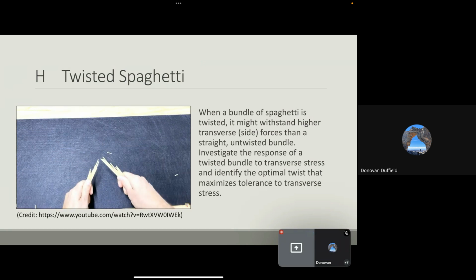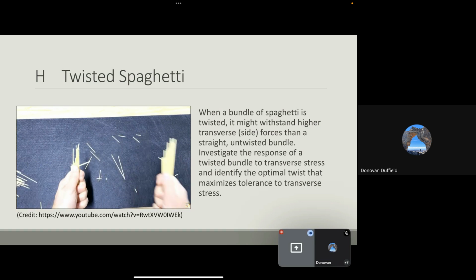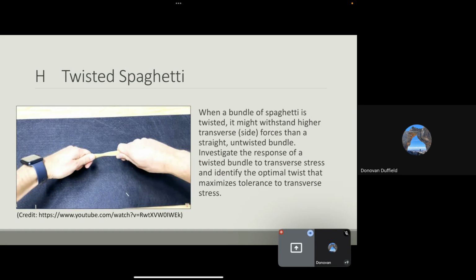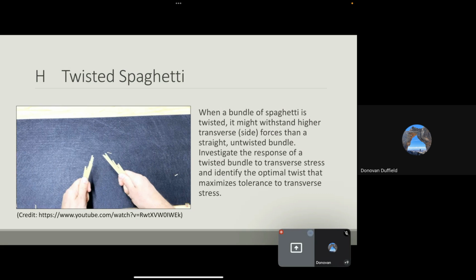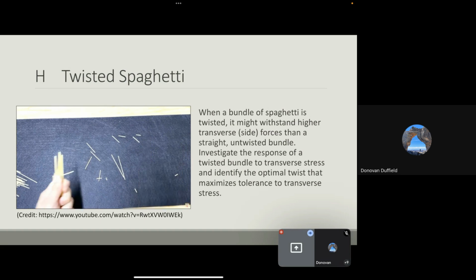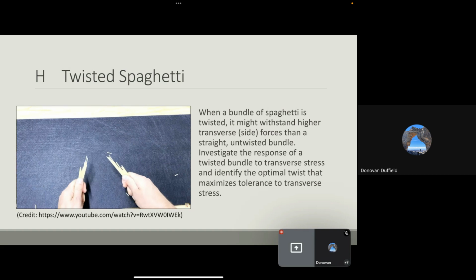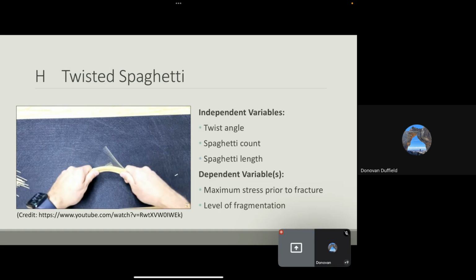So for the problem statement, when a bundle of spaghetti is twisted, it might withstand higher transverse or side forces than a straight untwisted bundle. Investigate the response of a twisted bundle to transverse stress and identify the optimal twist that maximizes tolerance to transverse stress. Okay, so independent variables.